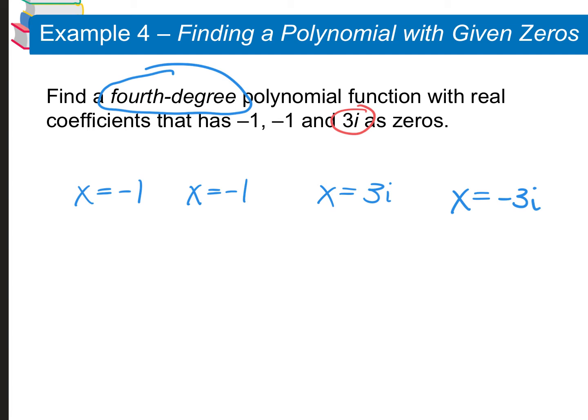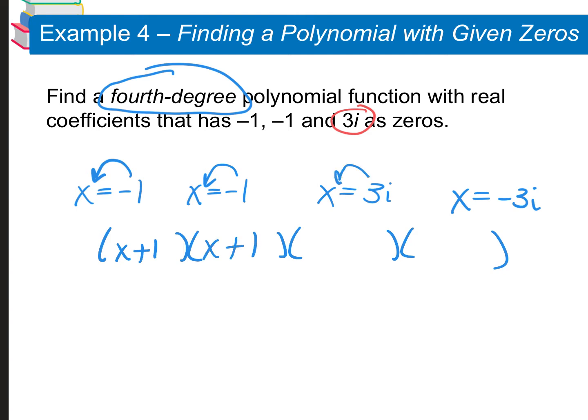So I'm going to write all of my answers as binomials multiplied together. So when I move negative 1 to this side, it becomes what? So x plus 1. When I move this one over, it becomes x plus 1. When I move positive 3i over, it becomes x minus 3i. And when I move this over, it becomes x plus 3i. And this is all set equal to 0. And all we do now is FOIL.